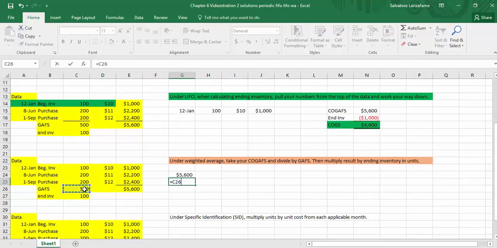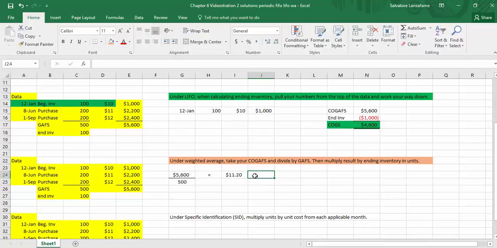And hopefully that looks like a fraction. Let me center these so it looks even better. More like a fraction. Okay, so we got dollars on top, we got units on the bottom. Let me make a little equal sign to show you some math. Watch what I do here. I'm going to take $5,600 and divide it by 500 units, and I end up with $11.20 per unit.